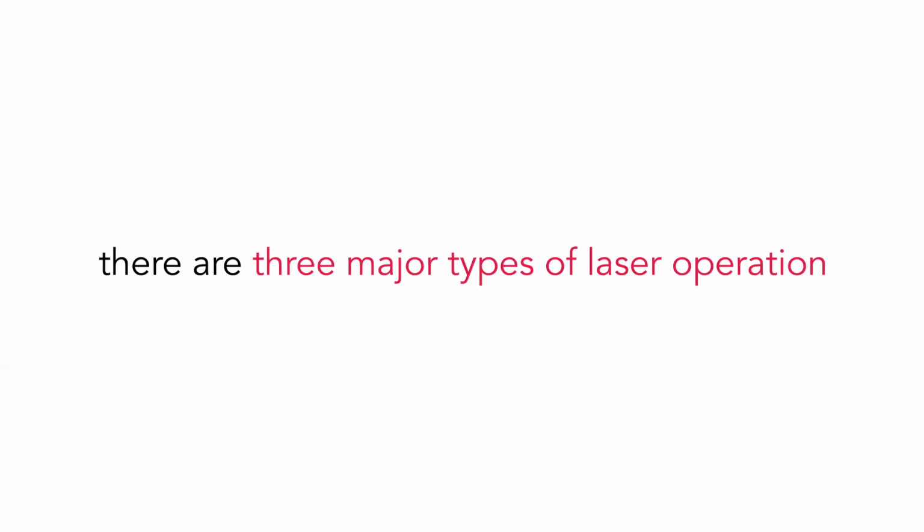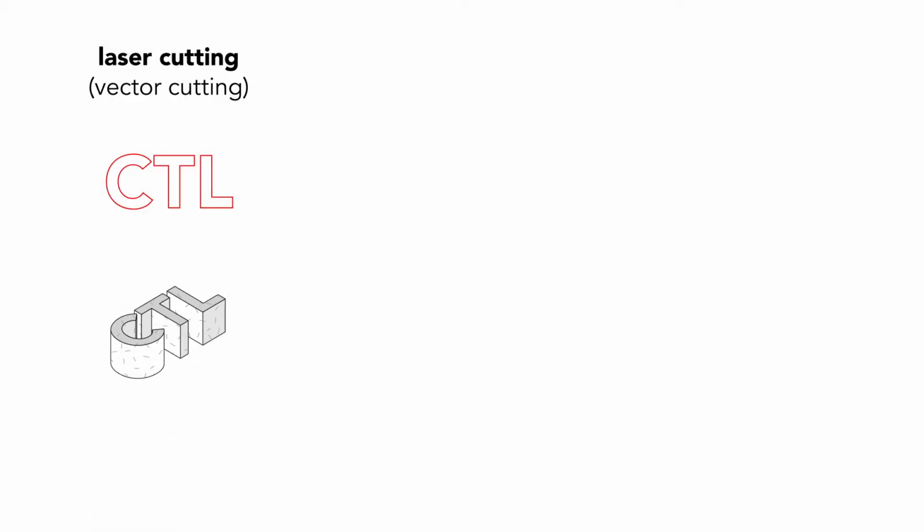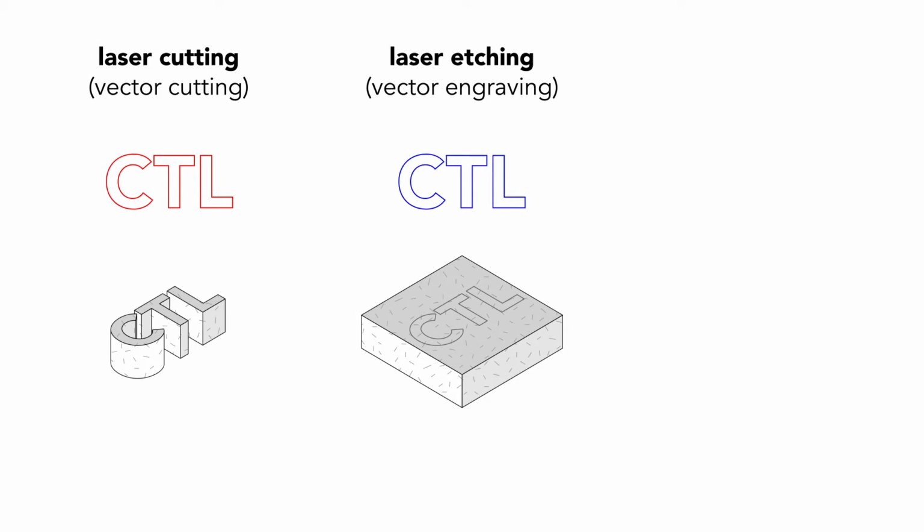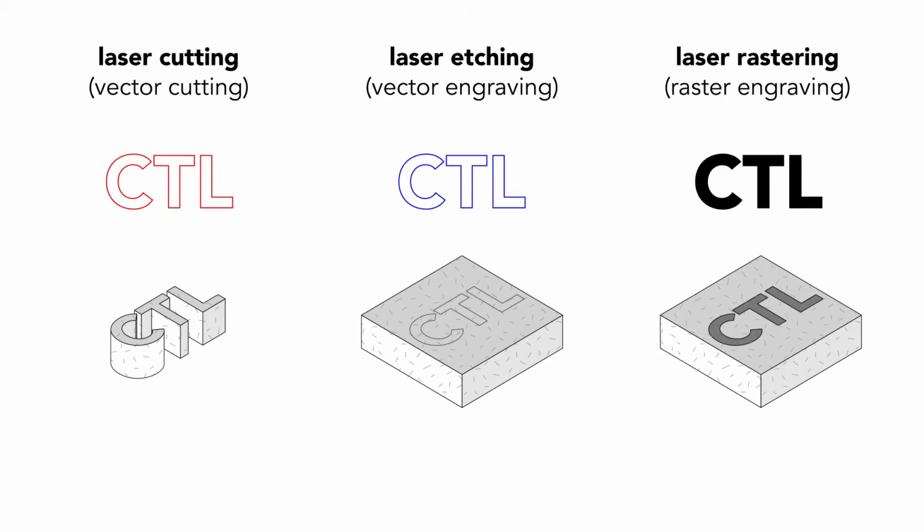There are three major types of laser operation available to you. Laser cutting, also known as vector cutting, which slices material along vector lines. Laser etching, also known as vector engraving, which etches or engraves material along vector lines. And laser rastering, also known as raster engraving, which etches images onto material according to pixel information from raster-based bitmaps.